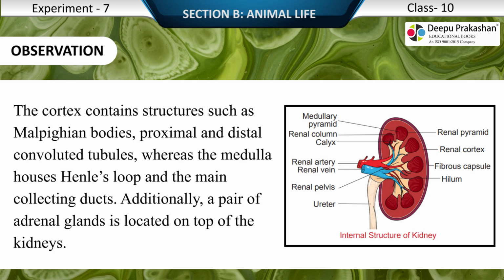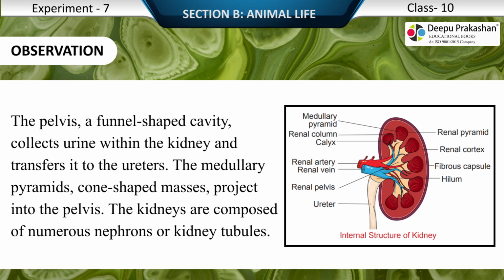The cortex contains structures such as Malpighian bodies, proximal and distal convoluted tubules, whereas the medulla houses Henle's loop and the main collecting ducts. Additionally, a pair of adrenal glands is located on top of the kidneys. The pelvis, a funnel-shaped cavity, collects urine within the kidney and transfers it to the ureters. The medullary pyramids, cone-shaped masses, project into the pelvis. The kidneys are composed of numerous nephrons or kidney tubules.